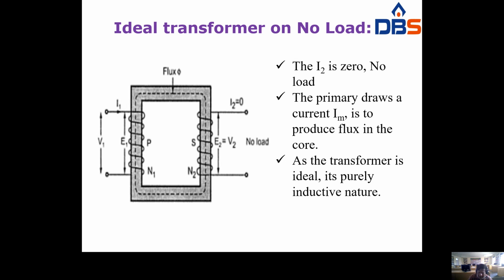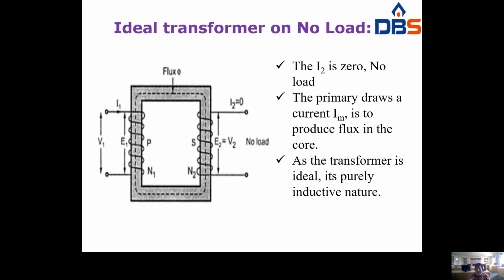Load current, there is no current, that is I2 is 0. Why? Because it is no load. There is no load means there is no current, I2 is 0 and flux is phi. If I2 is 0, that means there is no load, and the primary winding may draw some extra current, that is magnetizing current IM, that may produce the flux.